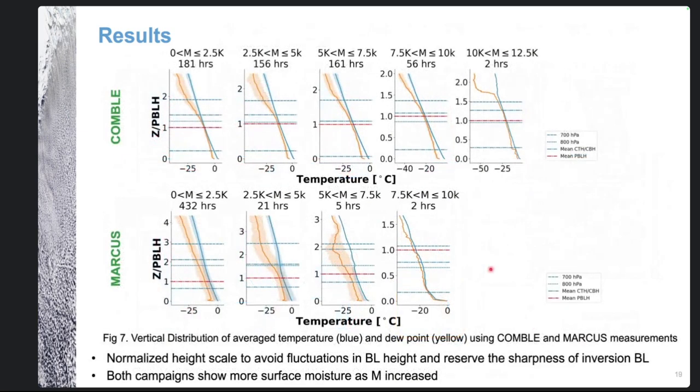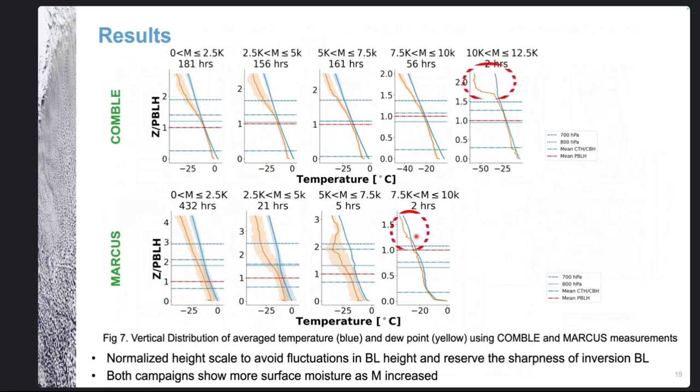Another way to see the boundary layer structure is using the average profiles of the temperature as well as the dew point. The temperature is in blue and the dew point in yellow. Similarly, we have several horizontal lines to show the 700 and 800 hPa levels, and the averaged cloud top height and average cloud base height. The key point here is that when the M increased from 0 to very large, the surface moisture increased as well. And these trends were observed for both COMBLE and MARCUS.